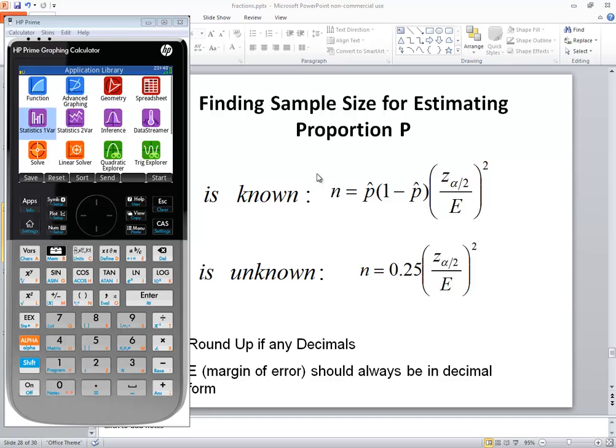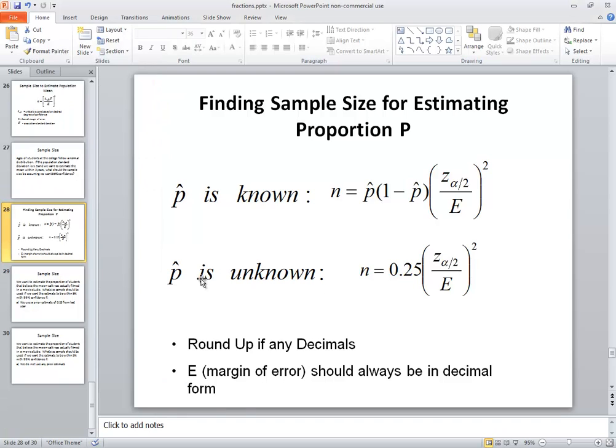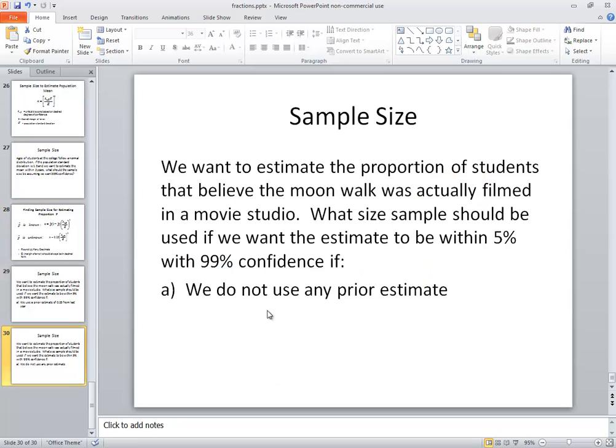Let's take a look at finding the sample size for estimating population proportion on a HP Prime graphing calculator where p hat is unknown. If p hat is unknown, then we're going to use this formula. Okay, let's look at our problem, and I'm going to write down the information here.